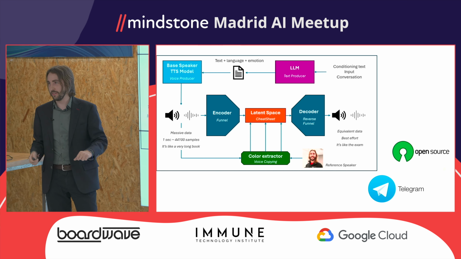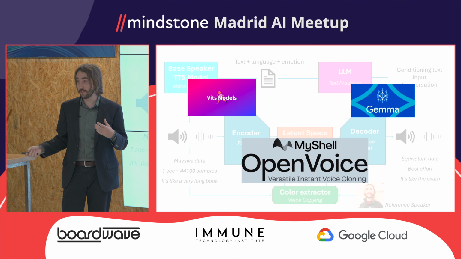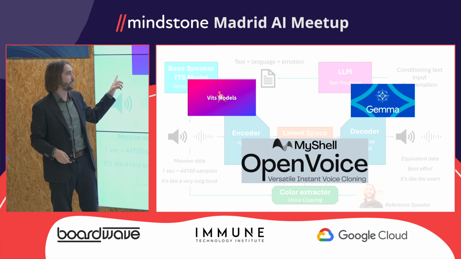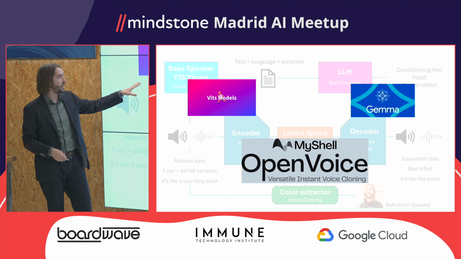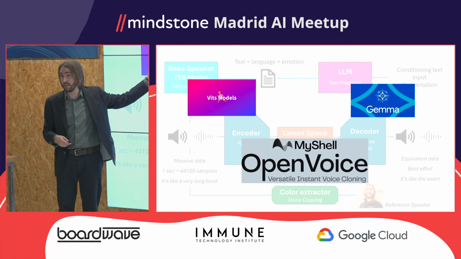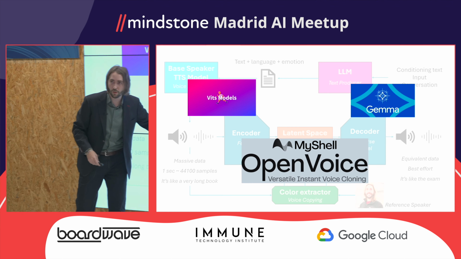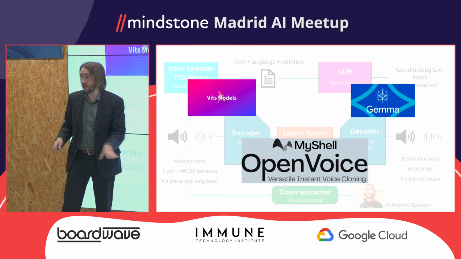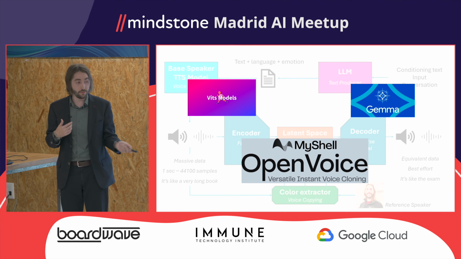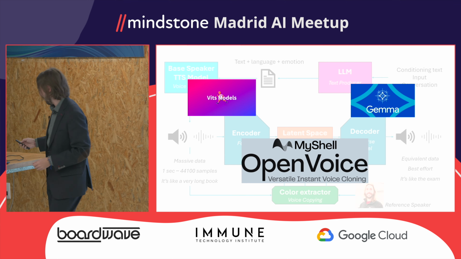Yeah, and using open source models. Because today we are here in Mindstone, and Google is one of the sponsors, we are going to use Google Gemma for the LLM. For the text-to-speech, we have 2 stages. So we have the VITS model, which is a plain text-to-speech, the base one, and then the one that is going to convert my voice, which is OpenVoice, which is in my opinion quite good. The latest release was 2 weeks ago, so let's see if this works or not. Okay, so let's head to the coding part.